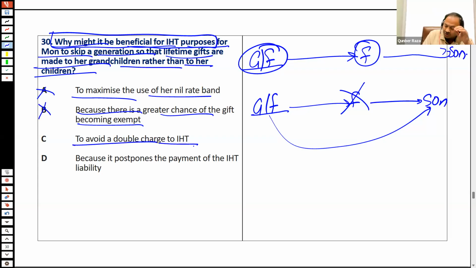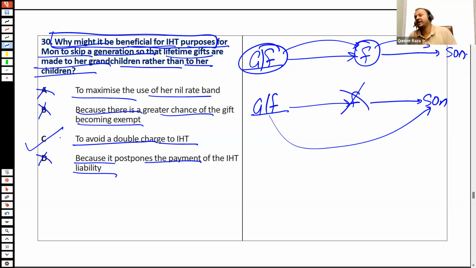To avoid double charge to IHT, the answer is yes, because if grandfather transferred to father, one IHT, and father transferred to son, second time IHT. So the skipping the generation concept says, if you directly transfer the asset to son, you will save the father's IHT. It postpones the IHT liability? The answer is no. IHT liability due date and timings remain the same. There is no change.